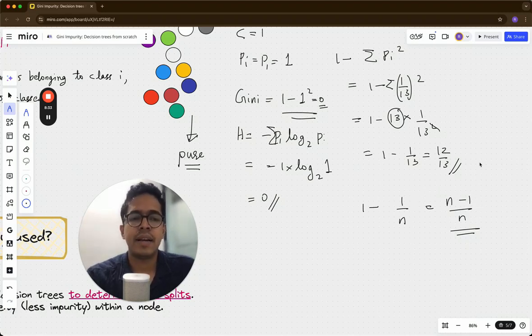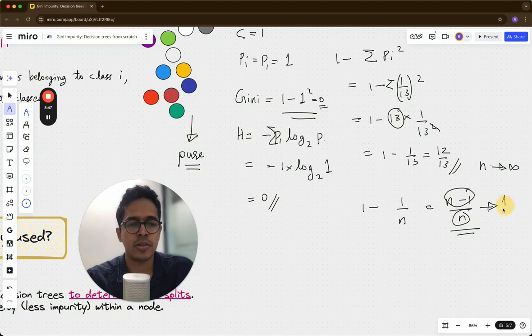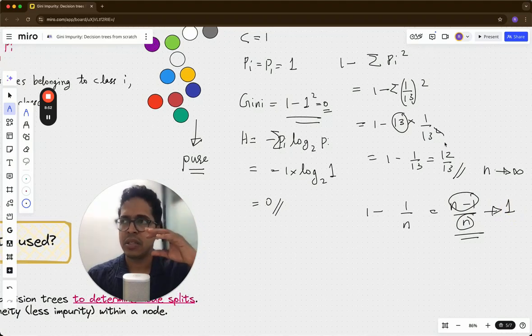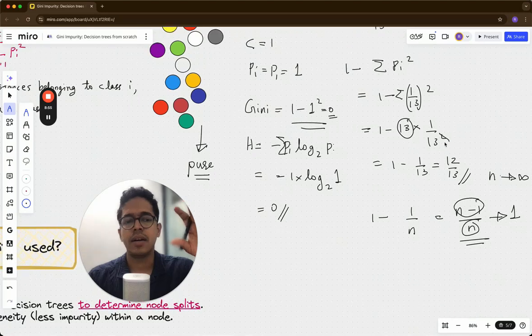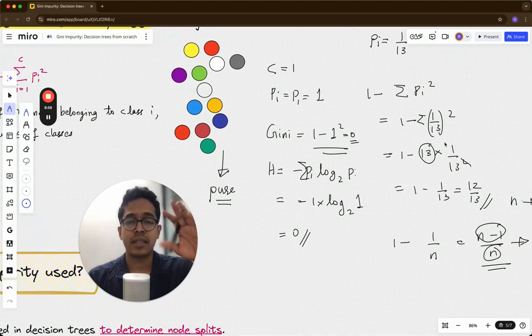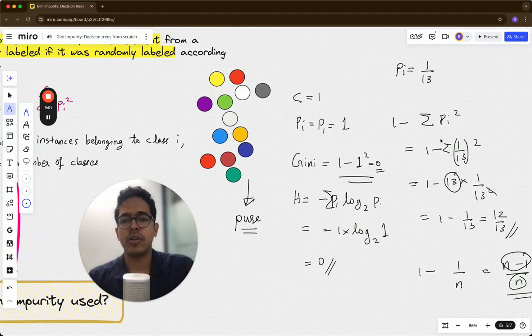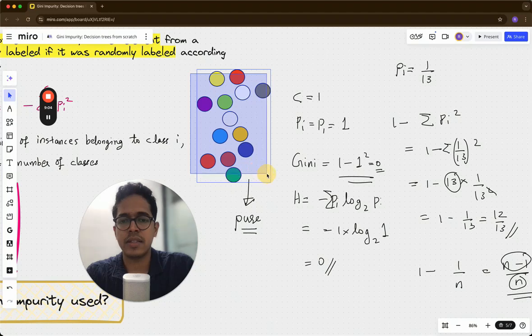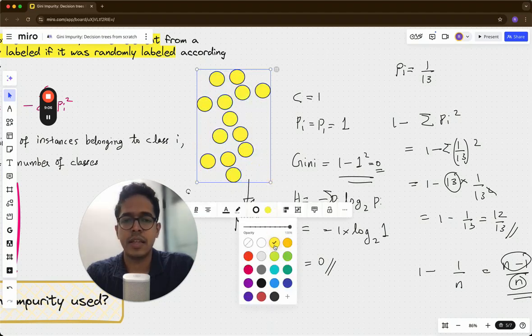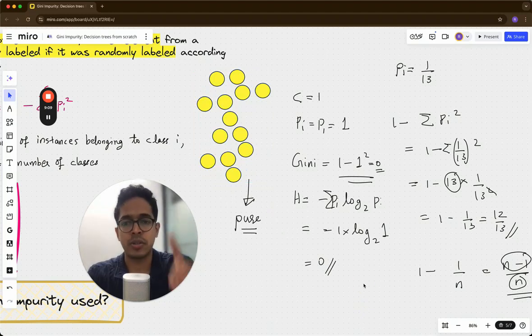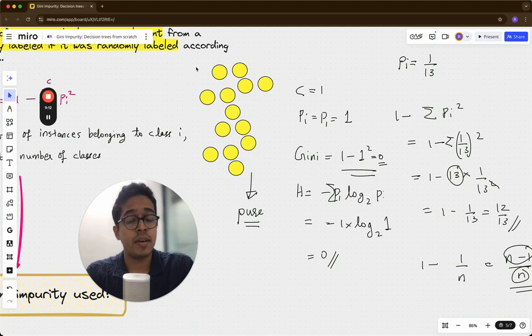And what happens if n tends to infinity? What if there are a large number of data points in a data set and every single class has only one data point associated with it? Then the Gini impurity will tend to 1, because the numerator will tend to infinity, and the denominator will also tend to infinity. So the maximum possible Gini impurity, in the extreme limiting case where there is high entropy, tends to 1. Whereas in the other extreme, where all the data points belong to the same class, where the color of all these points is the same, Gini impurity is 0, because there is only one class. So it's a pure leaf. The other one is an extremely impure leaf.